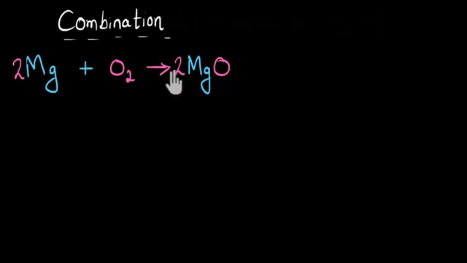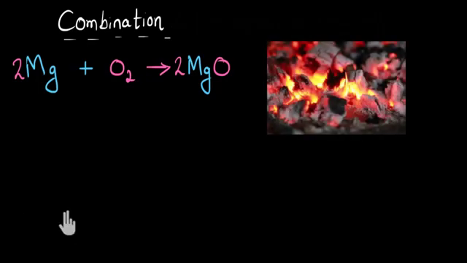And in this process, a lot of heat is being given out also. Now let's look at another example. Burning of coal. Now this is also an example of combination reaction. Here the carbon present in the coal, when it burns with the air, combines with the oxygen in the air. And finally we get carbon dioxide. And this is also giving out a lot of light and heat energy.